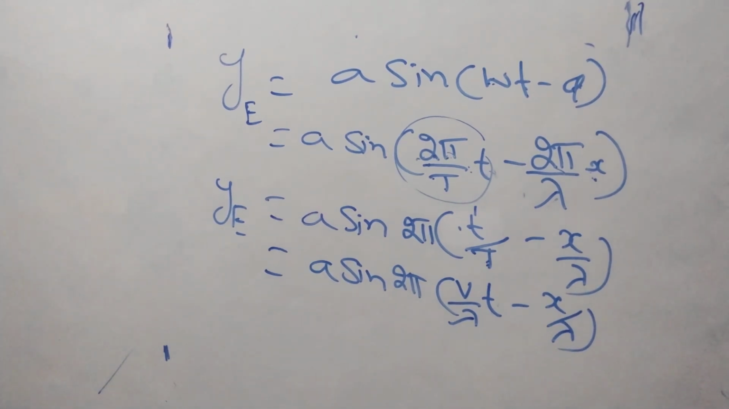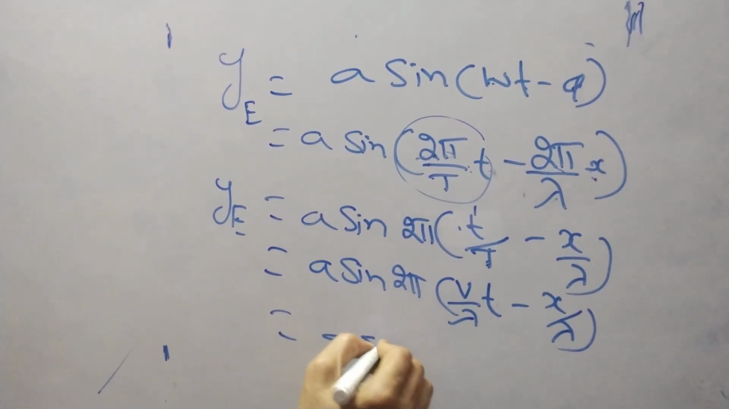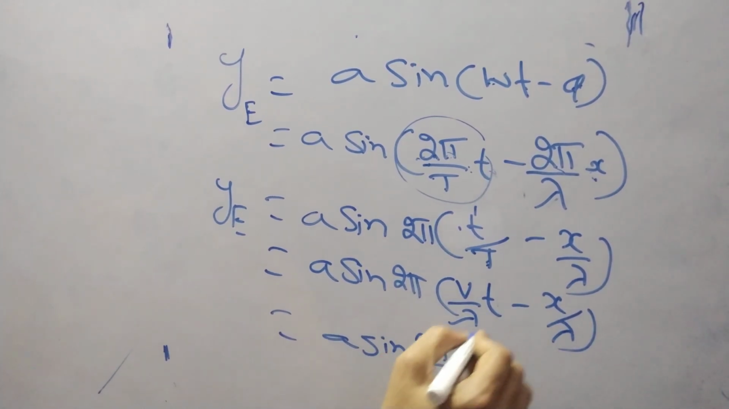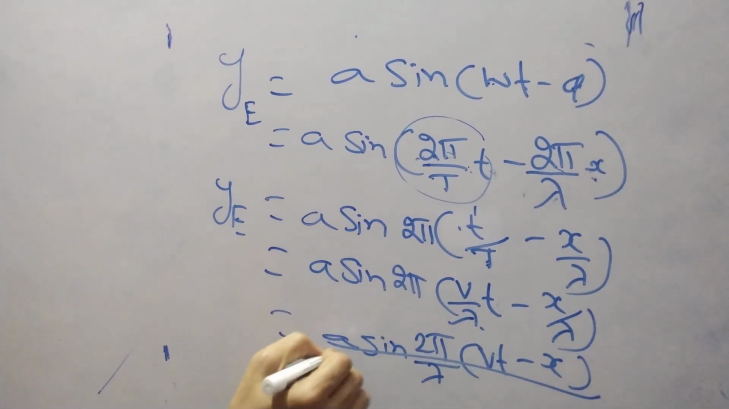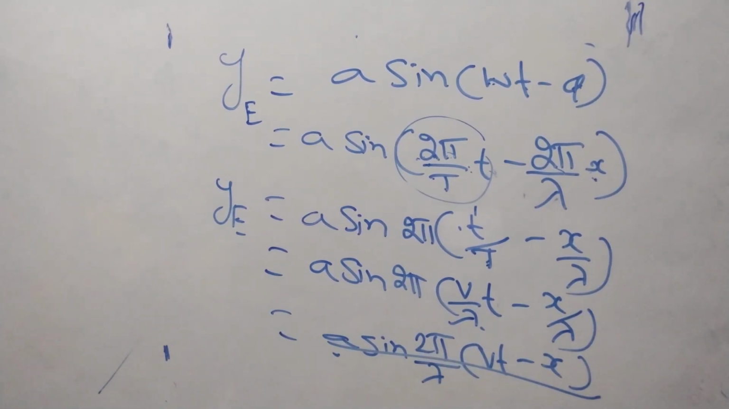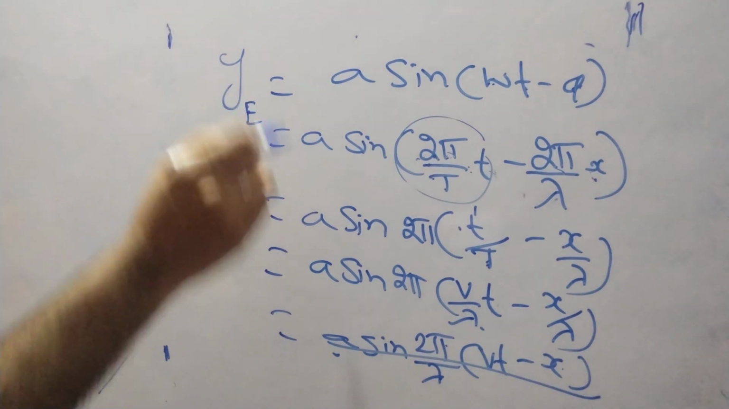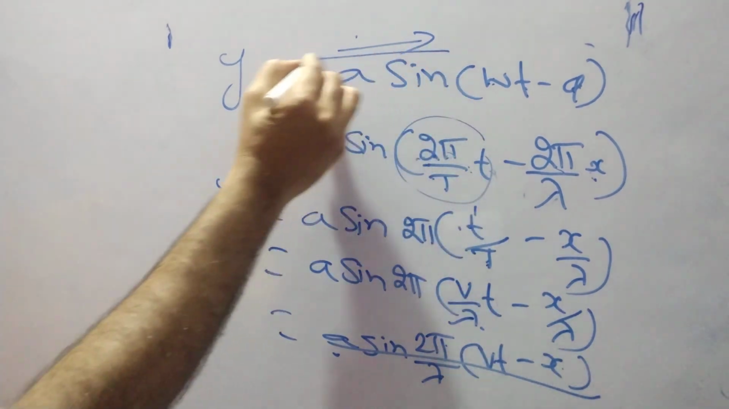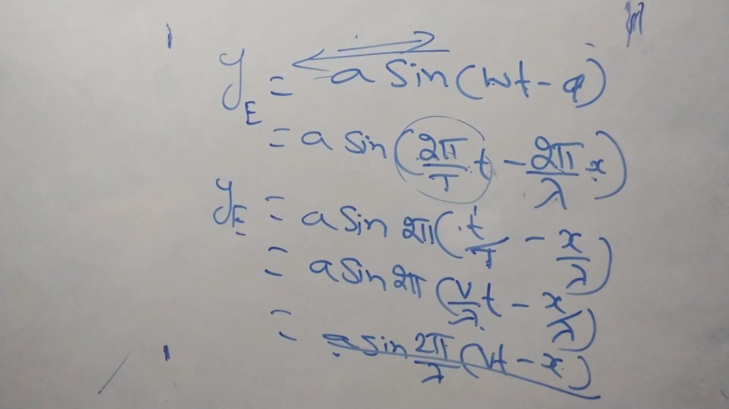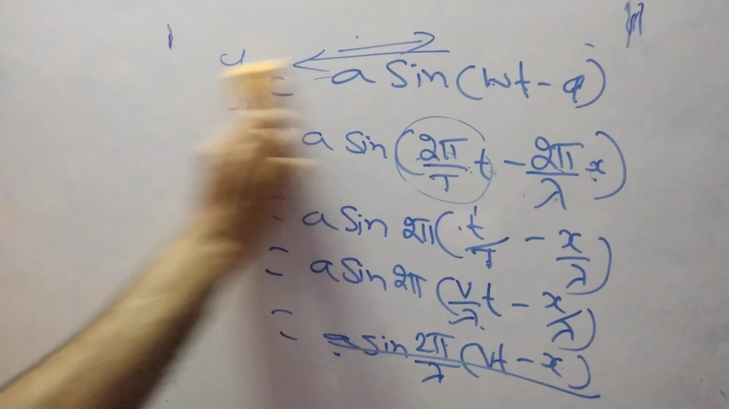So this equation becomes a sin 2 pi by lambda, taking LCM here, (vt minus x). This is another form, right? y equal to a sin 2 pi by lambda into (vt minus x). Now, all these equations are for when a wave is moving in this direction. When a wave is moving in the opposite direction, we have to change the sign, right?